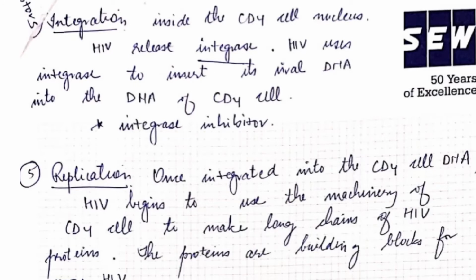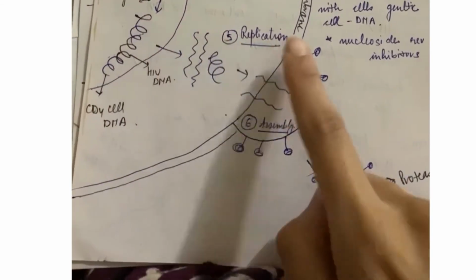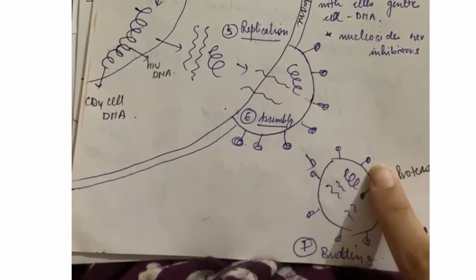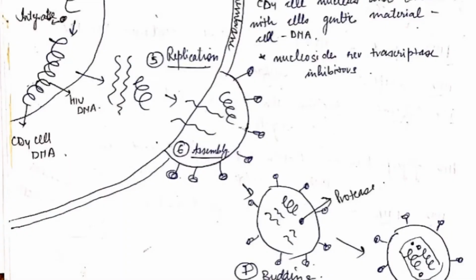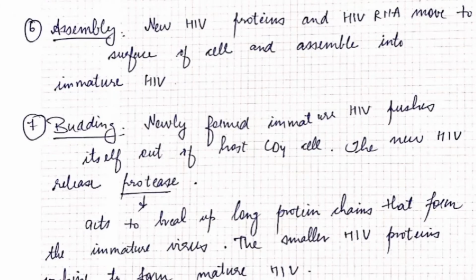Fifth step is replication, that is, once integrated into the CD4 cell's DNA, HIV begins to use the machinery of CD4 cells to make long chains of HIV proteins, and these proteins are the building blocks of HIV. The next step is assembly, that means the new HIV proteins and HIV RNA move to the surface of the cell and assemble into an immature HIV.